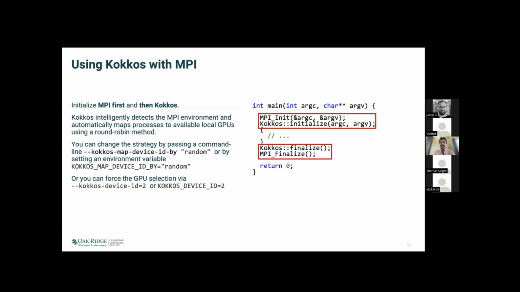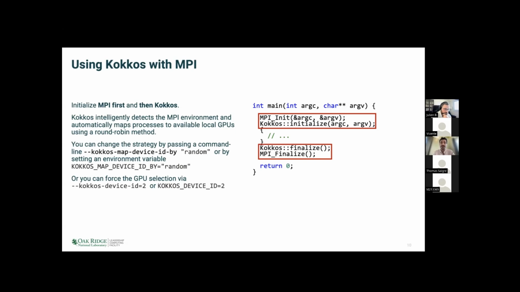MPI is a C interface. They like taking things by a pointer to the actual information, hence the ampersand. So you initialize MPI and then you initialize Kokkos. And when you're done, you would have your program, then you finalize Kokkos and then MPI.